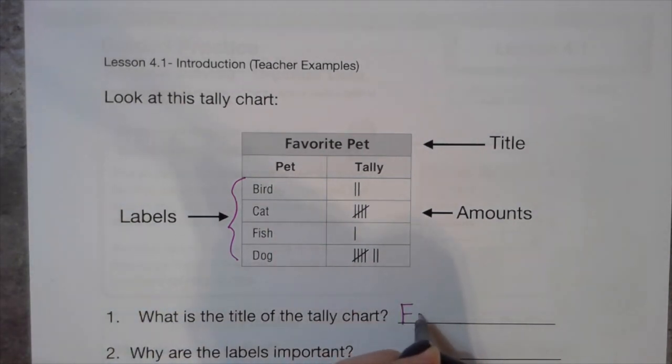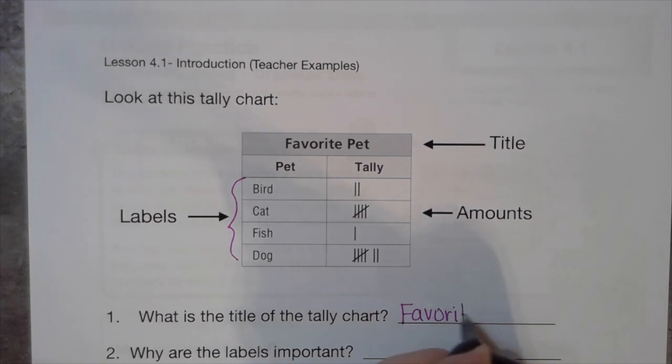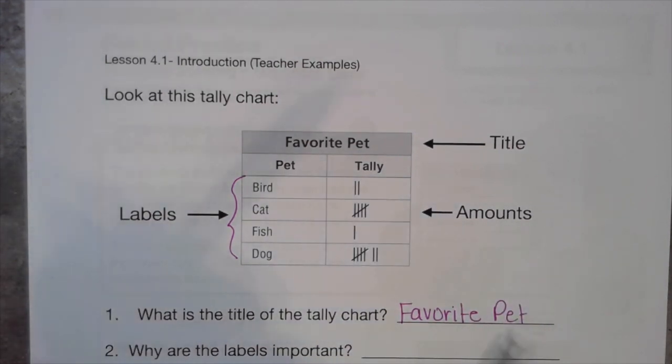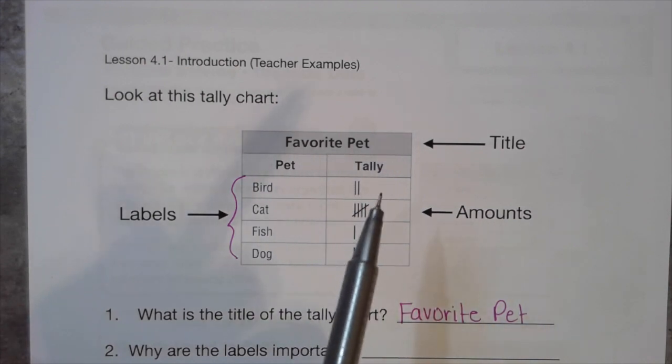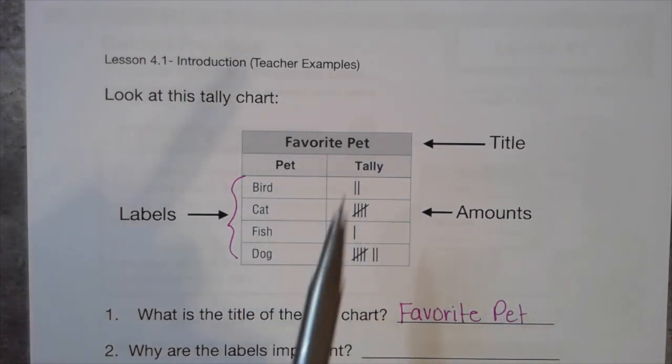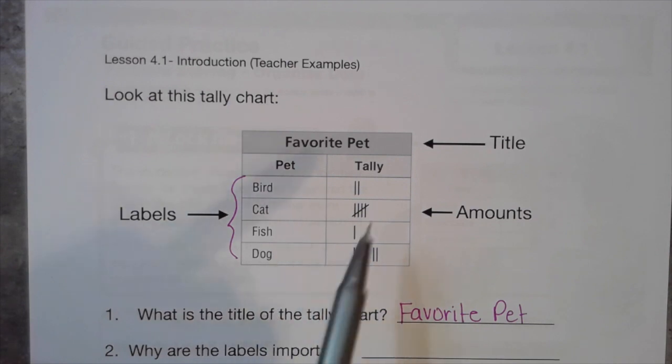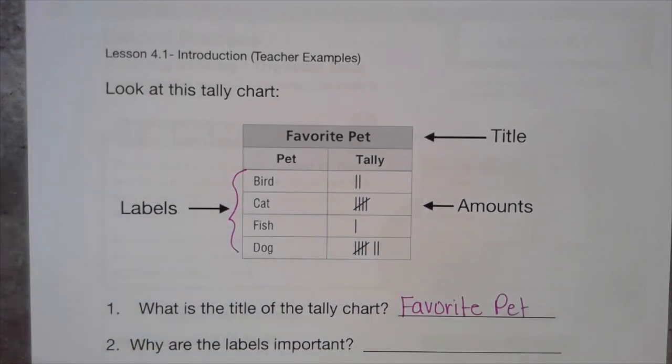You know why a title is important for any kind of graph or chart? Because it tells us what we're looking at, right? Apparently, some people were asked what was their favorite pet, and so the title tells us that.